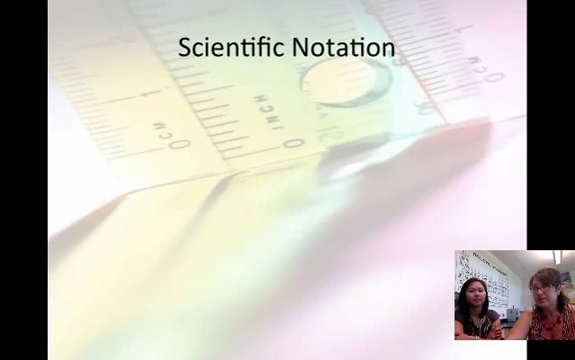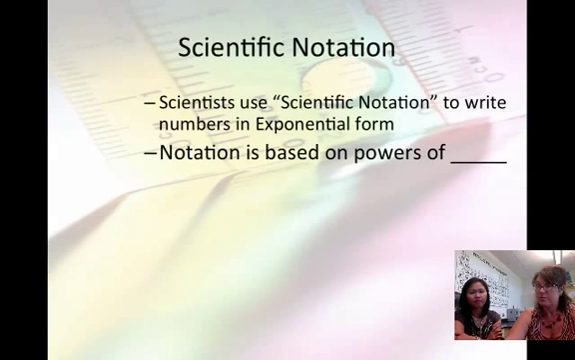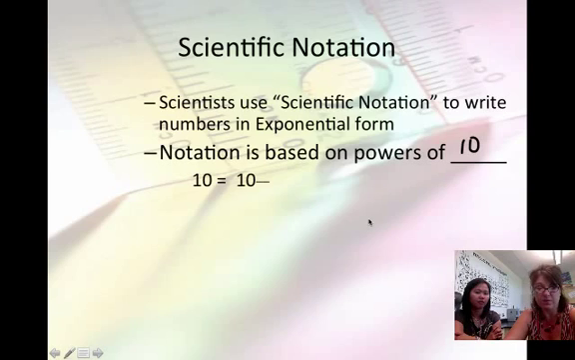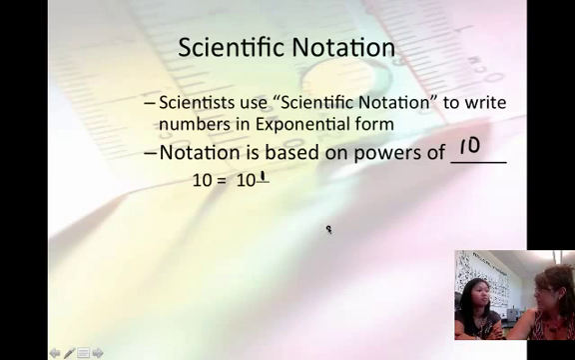So we're going to use scientific notation. It's pretty simple. We're going to write numbers in exponential form that's based on powers of 10. Here's how that works. How many zeros do you see here? 1. So 10 is really 10 to the first power, because there's only one 10 there.